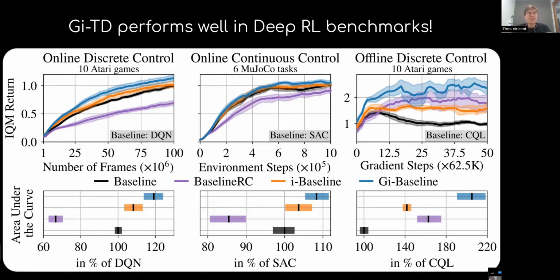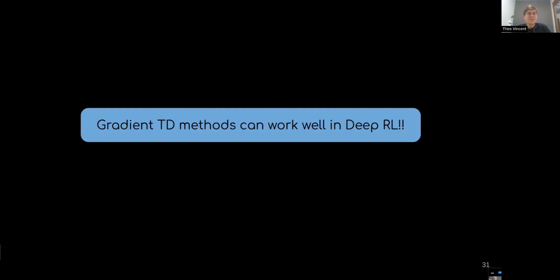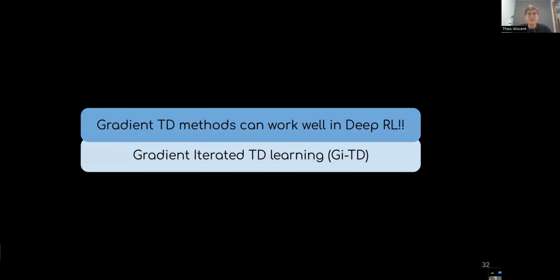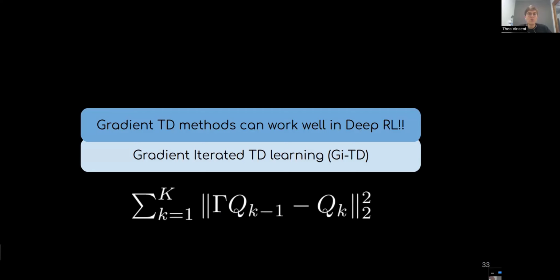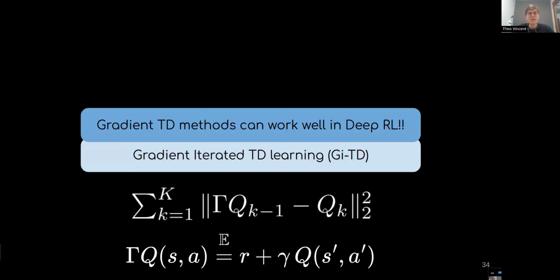So we concluded that GITD performs well in deep RL benchmarks. The main takeaway of this paper is that gradient TD methods can work well in deep RL. And gradient iterated TD learning is one example, for which we minimize the sum of Bellman errors that were incurred during training. There, the Bellman operator is denoted gamma, which is the expected reward plus gamma times the next estimate.